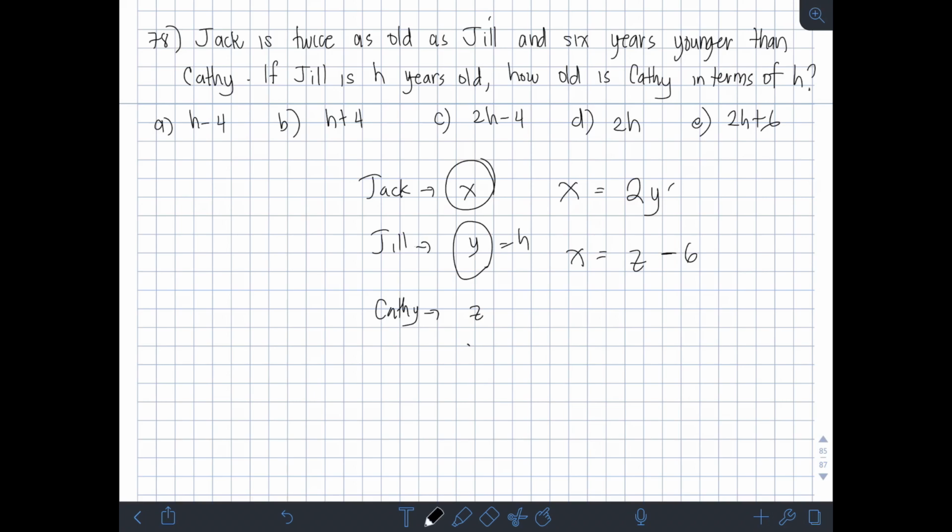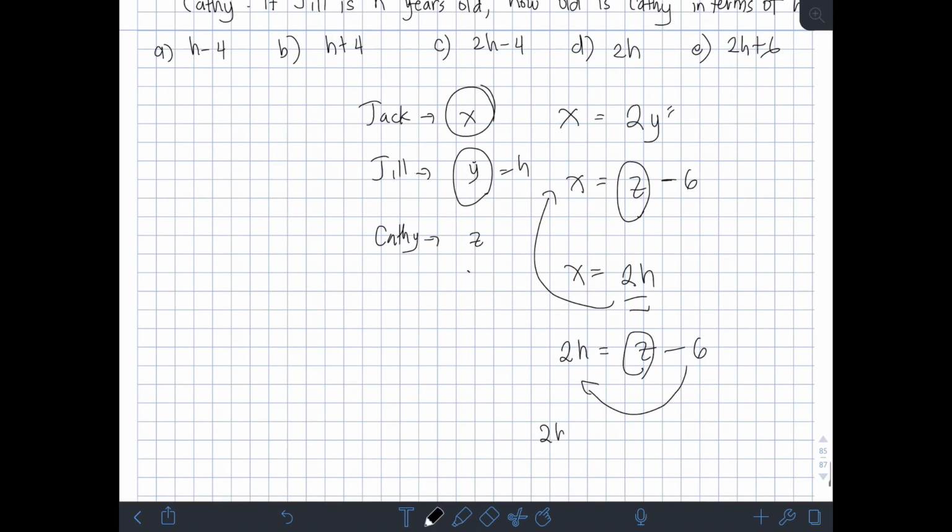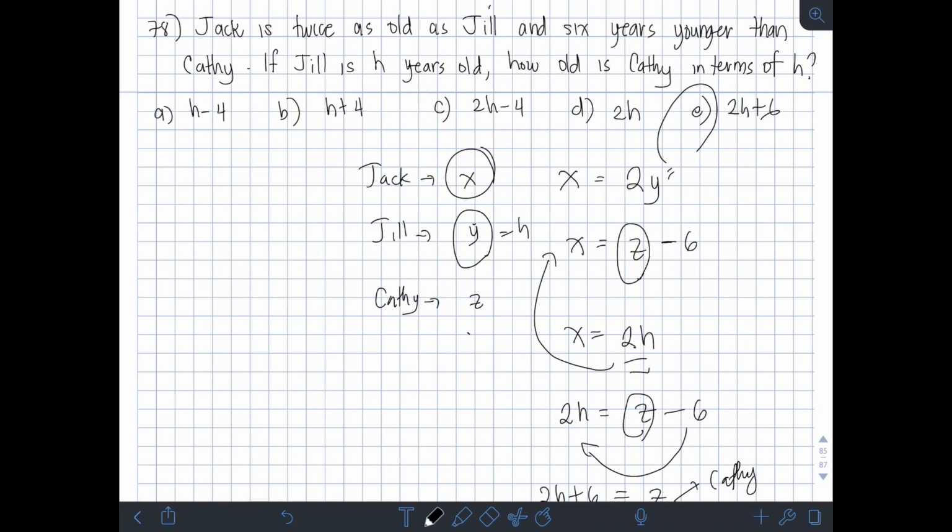Okay, so, dito muna sa unang equation, x is equal to 2y, x will be equal to 2. Palitan natin yung y in terms of h na value niya, so 2h. Ngayon, gusto nating makuha yung age ni Kathy in terms of h. Ito yun, right? Z. So, ngayon itong x, in terms of 2h, palitan natin dito sa equation na to. So, 2h is equal to z minus 6. Then, solve natin si z. Transpose lang itong negative 6 sa left. 2h plus 6 equals z. So, therefore, ito na yung age ni Kathy in terms of h. 2h plus 6. Letter E.